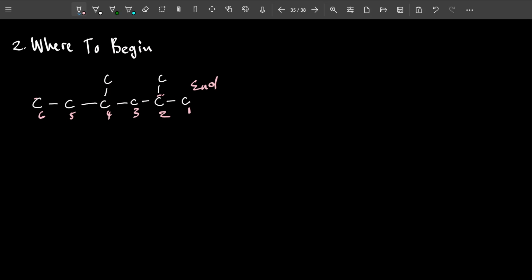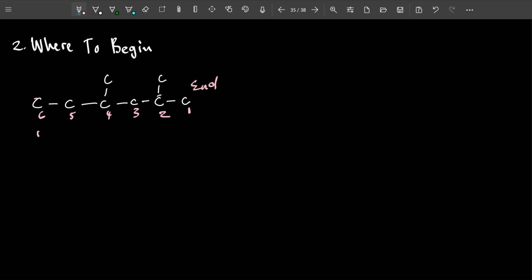Okay, so I've numbered my carbons from the end that is closest to my first branching point. Then what do I do now? Once I've done this, then I'm done. I don't need to do anything else. I always number from the end that is closest to my first branching point.